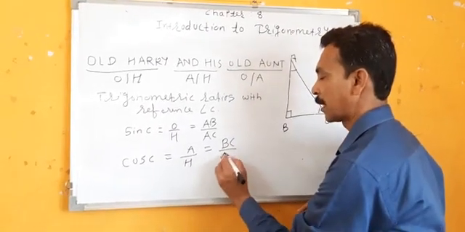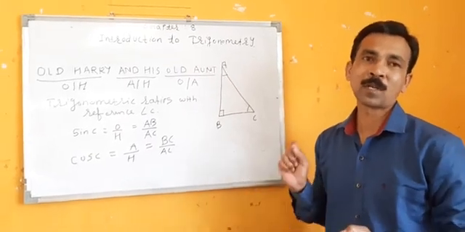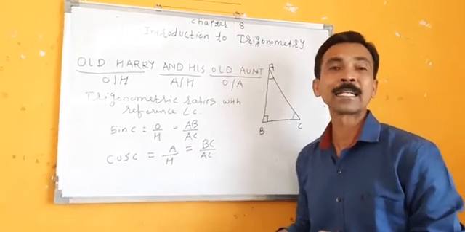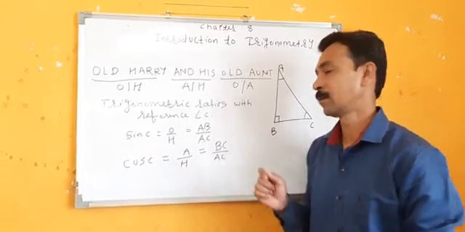H stands for hypotenuse. Keep in mind, I am writing the short form. You can even write OPP for opposite, and HYP for hypotenuse. Right? Adjacent, ADJ. Cos.